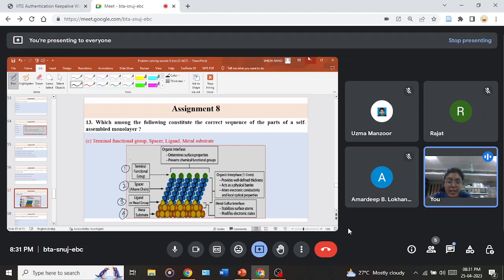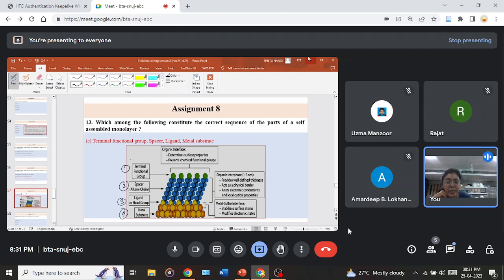Next, we have the ligand or the head group. The head group basically attaches to the metal surfaces. There is also specificity: various different metal substrates have specificity to different ligands, right? We already discussed this in the lecture number 23 recap.